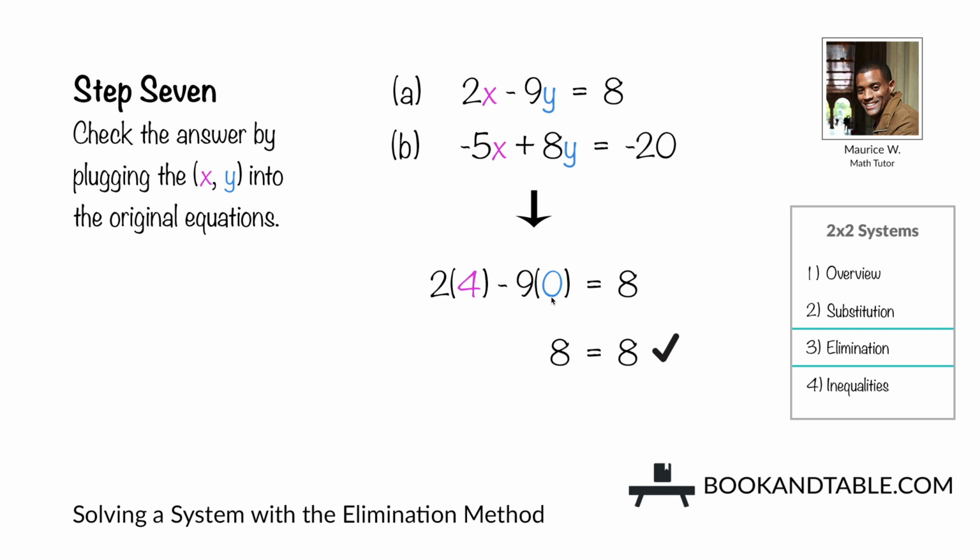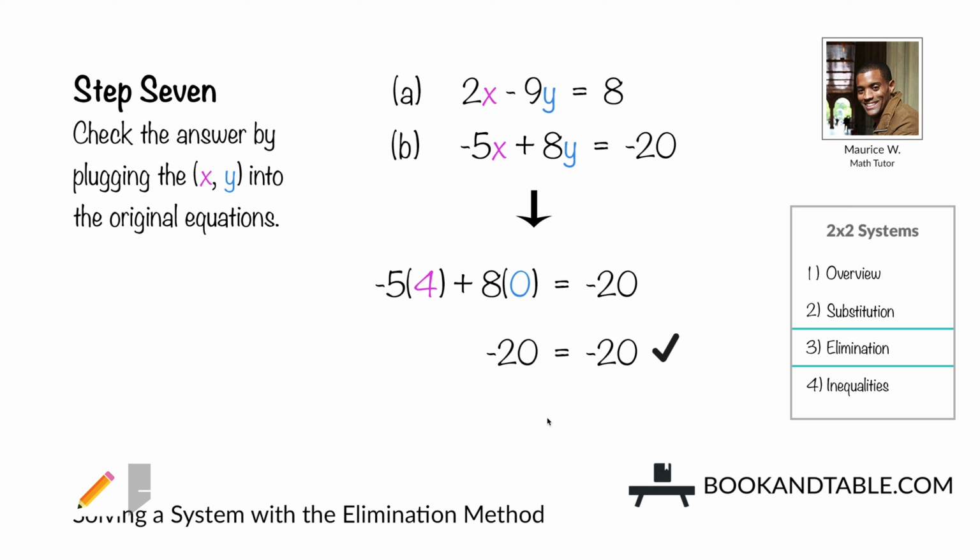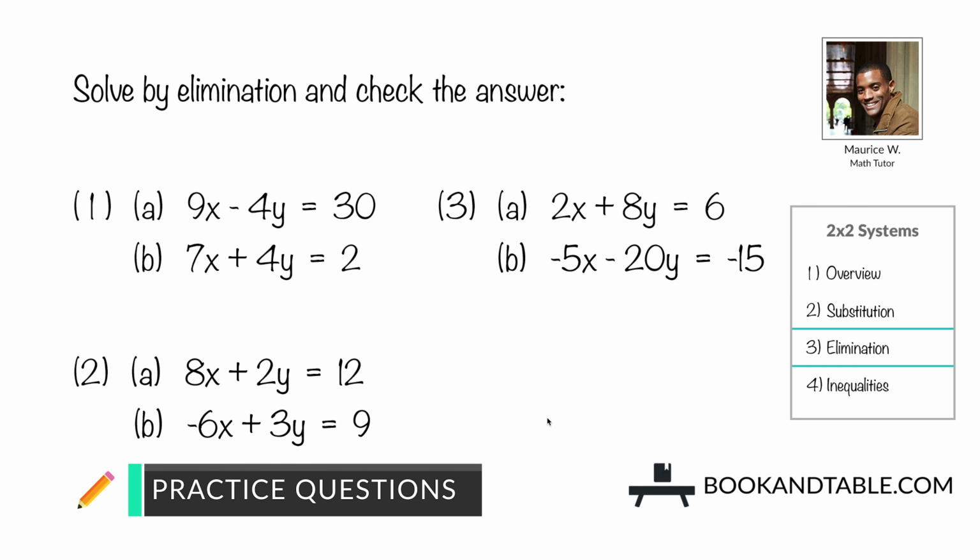equal 0. And for equation B, negative 5 times 4 is negative 20. 8 times 0 is 0. So we get negative 20 is equal to negative 20, which is true, thus confirming that x is equal to 4 and y is equal to 0 is the solution to both equations. So that is how you would go about solving a system with the elimination method. Let's now have you complete a few practice questions.